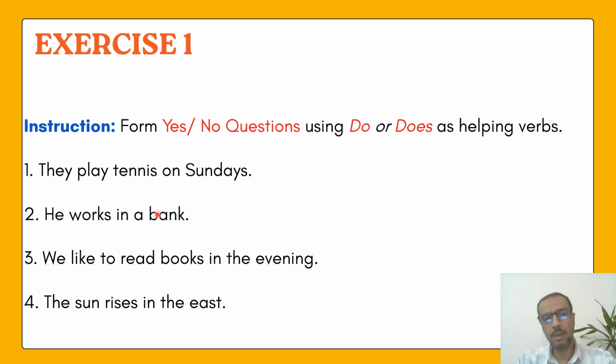Exercise 1. Form yes-no questions using do or does as helping verbs. 1. They play tennis on Sundays. 2. He works in a bank. 3. We like to read books in the evening. 4. The sun rises in the east. Take 1 or 2 minutes to write the yes-no questions, and then check your answers.